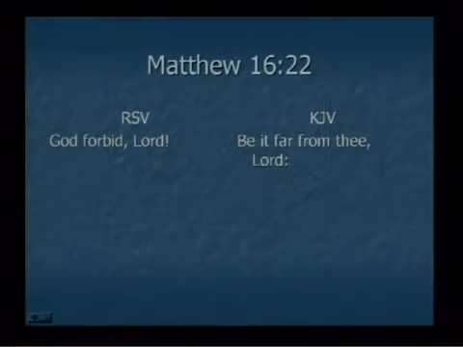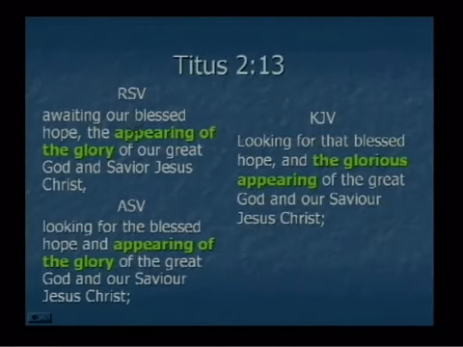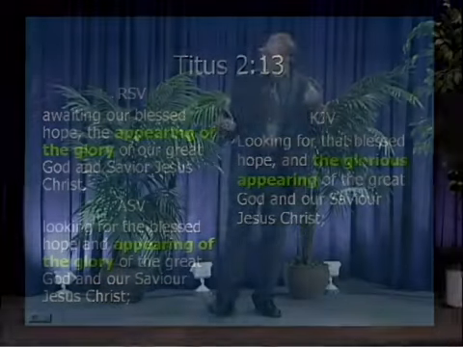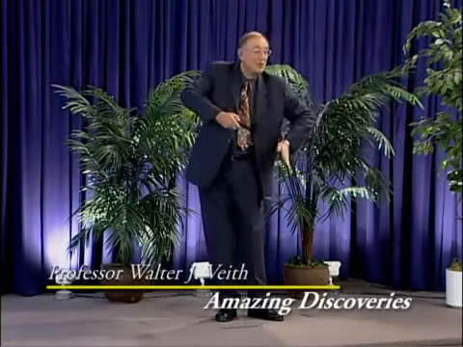Matthew 6:22. God forbid, Lord, far be it from thee, Lord. Slight difference, we won't go into the details. Titus 2:13. Awaiting our blessed hope, the RSV, the appearance of the glory of our great God and Savior, Jesus Christ. The ASV, looking for the blessed hope and the appearance of the glory of the great God and Savior, Jesus Christ. And the King James says, looking for the blessed hope and the glorious appearing of the great God and our Savior, Jesus Christ. Here Jesus is God. Here he has only the glory that God gives him. So he is subordinate to God in the RSV and the ASV.